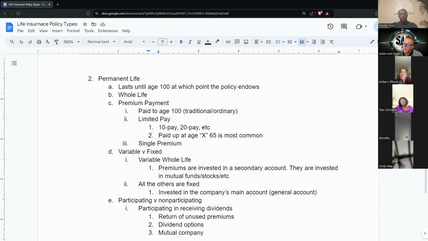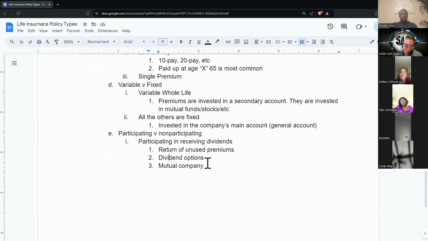Now, there are some dividend options. You can just get them in cash, so the company can send them to you in cash. It can purchase term. Essentially it'll purchase a one-year term policy, and however much term insurance that buys is how much it increases your policy death benefit for the year. There's paid up additions, which is the most common one.